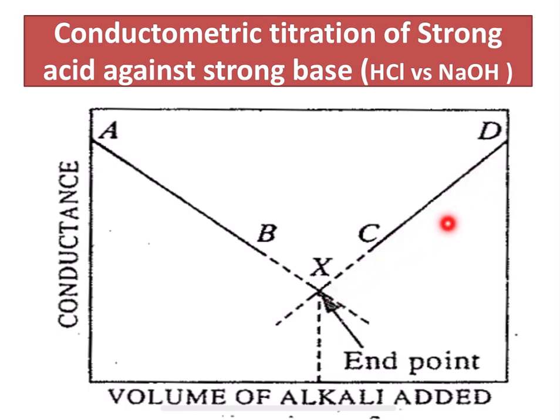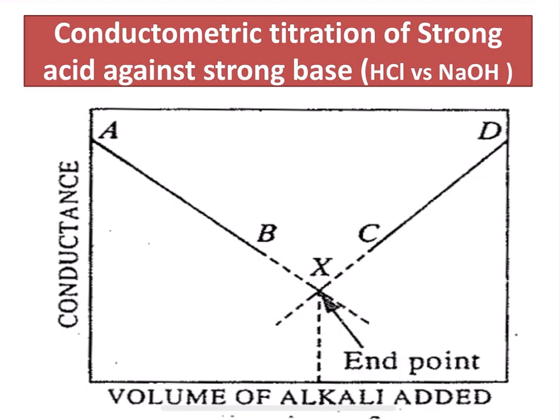I have to take some 3-4 points on a straight line. So, I have to add 1, 2, 3 ml of NaOH in 1 ml successive stages so that I will get a straight line. I am going to get 2 straight lines, and this point of intersection which I have called X is called the equivalence point or the end point of the reaction. This is the principle of conductometric titration of hydrochloric acid against NaOH, which is an example of a strong acid against a strong base.